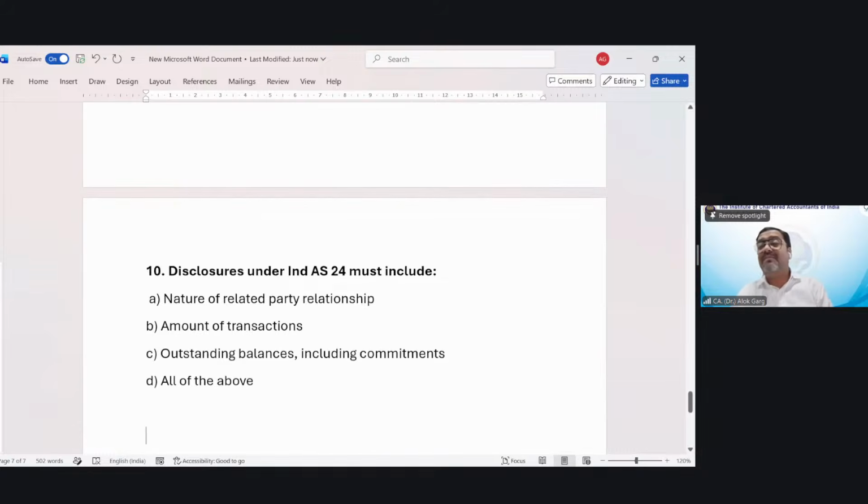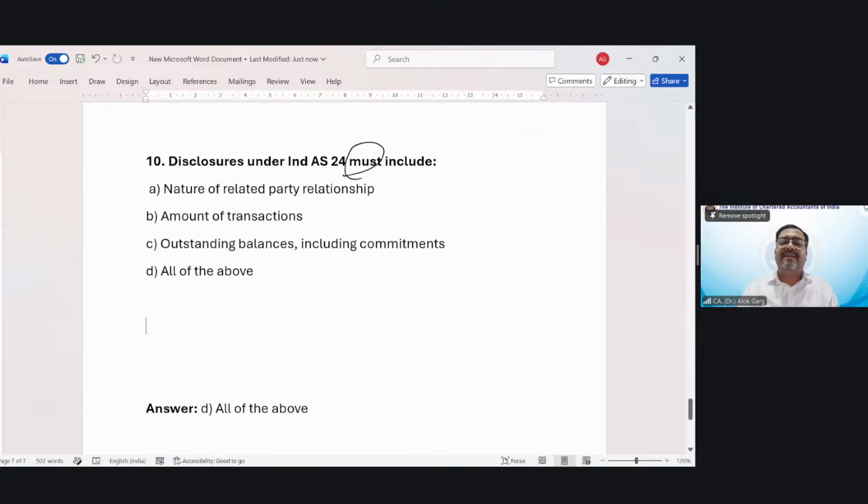Disclosure under Ind AS 24 must include, the word is must include: nature of related party relationship, amount of transactions, outstanding balances including commitments, all of the above. Which is the right answer, my dear friends? All of the above? Yes, all of the above is the right answer.